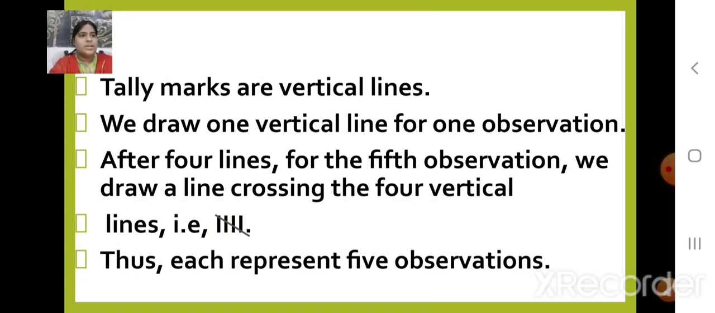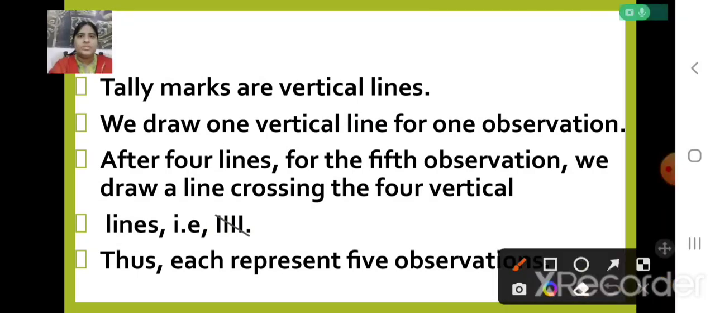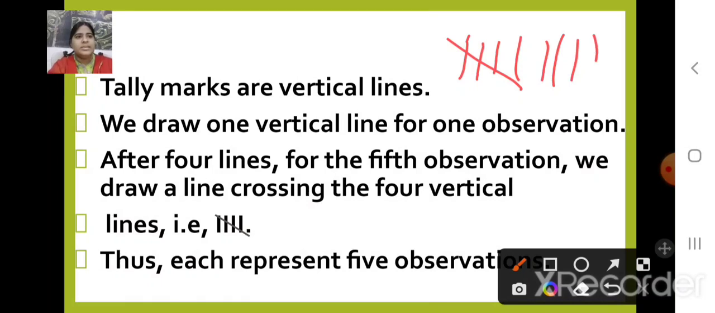Now see here how we have to draw. For each observation we draw one vertical, standing line: 1, 2, 3 and 4. After the 4th, the 5th observation is a crossing line or a slanting line, like this will be the 5th one. Then 6, 7, 8, 9. Again 4 observations are over. The 5th will be a slanting or crossing line.